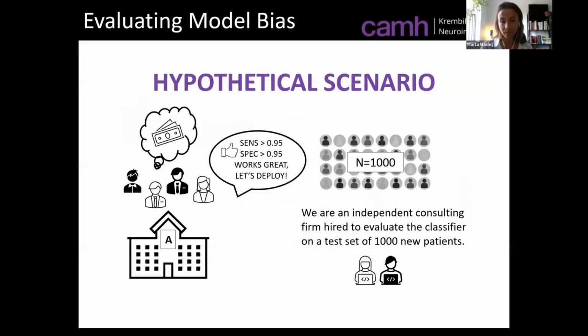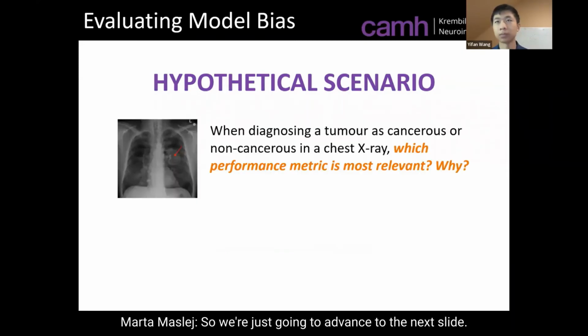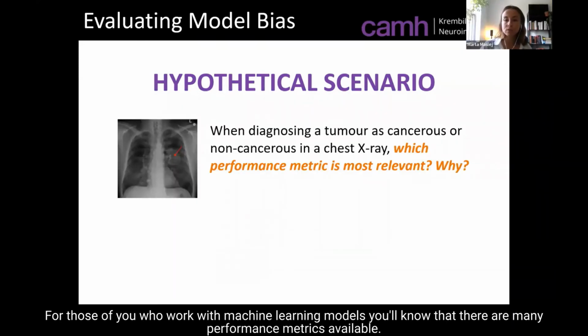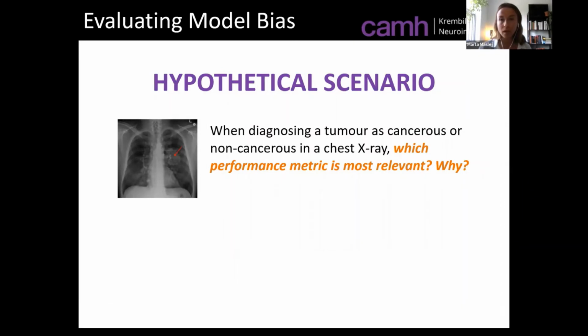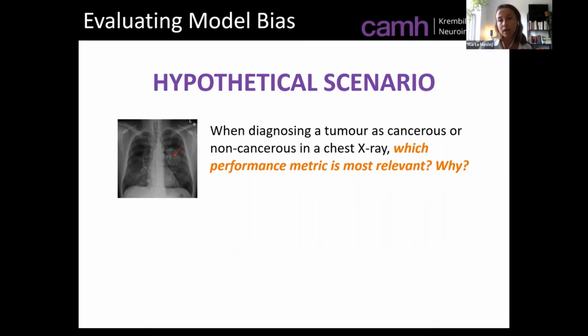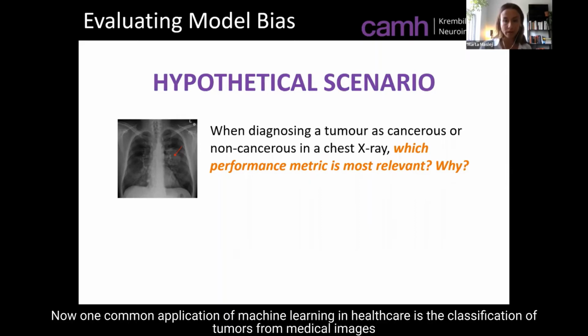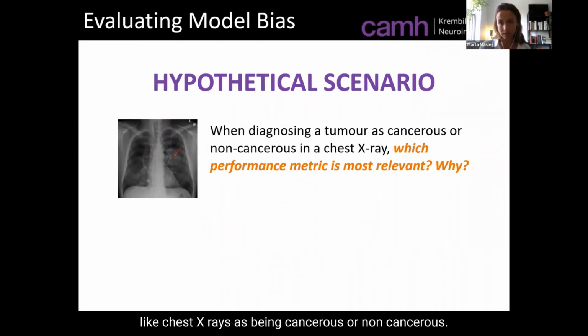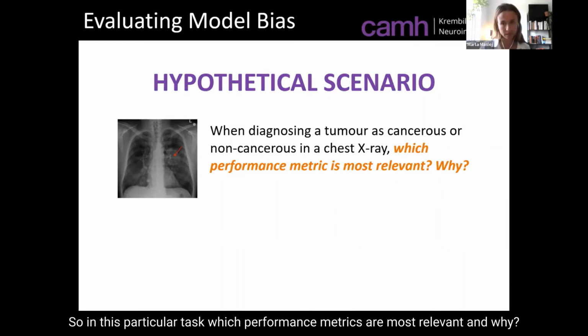Thanks, Ethan. So we're just going to advance to the next slide. Okay, so for those of you who work with machine learning models, you'll know that there are many performance metrics available. And so we'll need to select one that's most relevant to our specific task. Now, one common application of machine learning in healthcare is the classification of tumors from medical images like chest x-rays as being cancerous or non-cancerous. So in this particular task, which performance metrics are most relevant and why? Next slide.